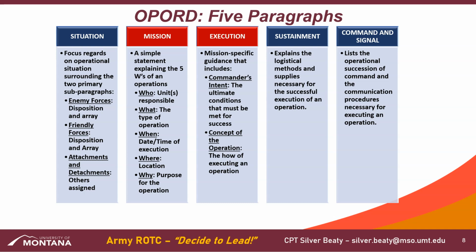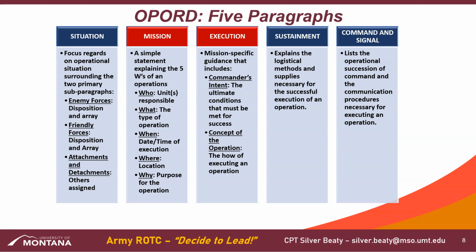Now the execution paragraph, this is the how. This is the meat and potatoes of your op order. So this is where you're gonna have your commander's intent, which is the ultimate conditions that must be met for success. It just means what needs to happen for us to say, thumbs up, this went well, we accomplished what we set out to accomplish. Then the concept of the operation, that's the how.